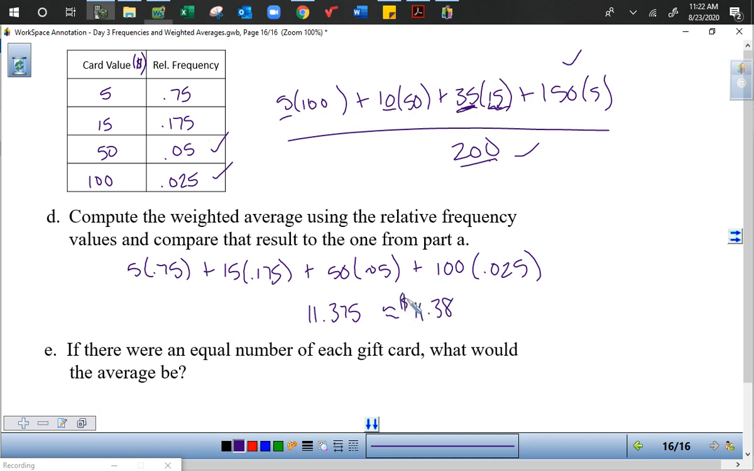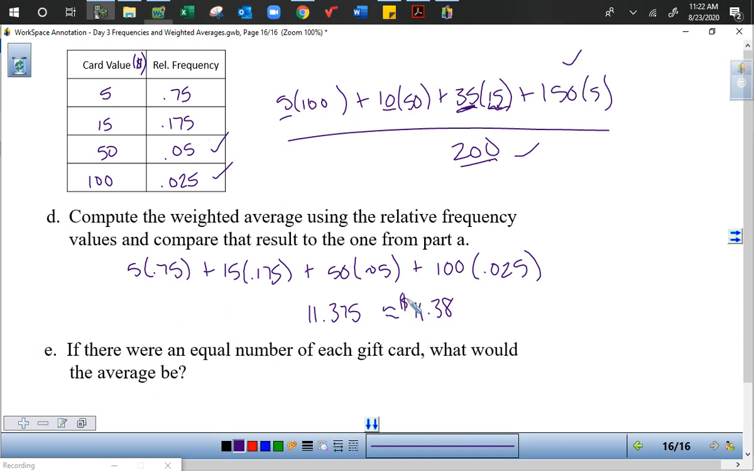Okay, so two different ways. It's not to say that this way is better, because honestly for this particular example, I'd rather calculate it the way we did it in Part B. However, if I'm given percentages like we had in number 7 and number 8, I'd absolutely rather use the relative frequency, those decimals, instead of calculating the weight the normal way. Okay, so use that to your advantage.